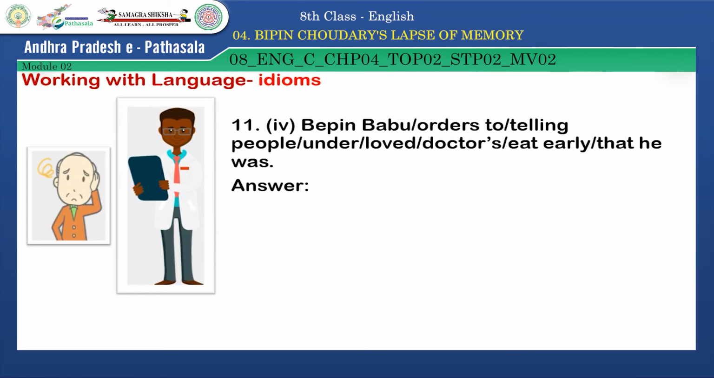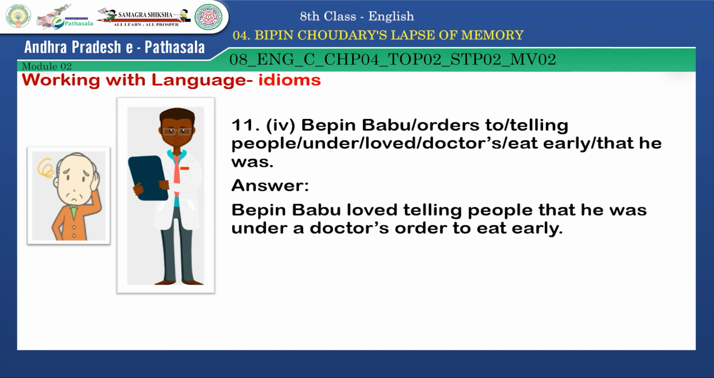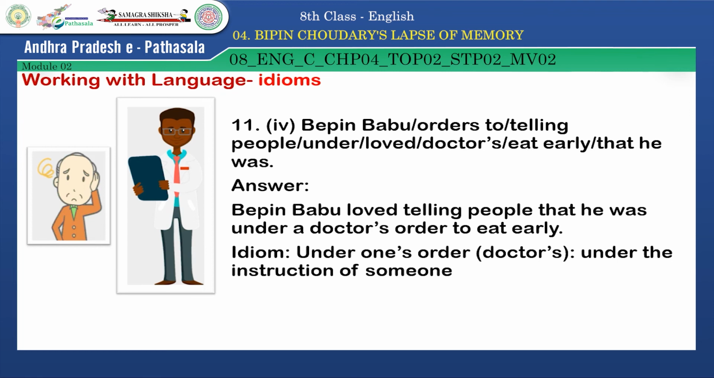The question here is: Bipin Babu orders to telling people under loud doctors eagerly that he was. What's the correct order of the sentence here? Bipin Babu loved telling people that he was under a doctor's order to eat early. Now, what is the idiom in this one? Idiom is under one's order. So, here in this context, doctor's order. Okay. So, what does it mean? Under the instruction of someone. Here in our context, under the instruction of the doctor. Right?